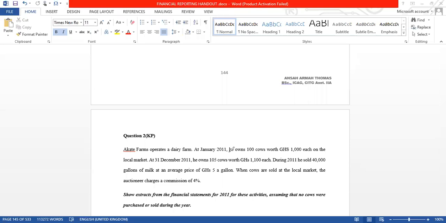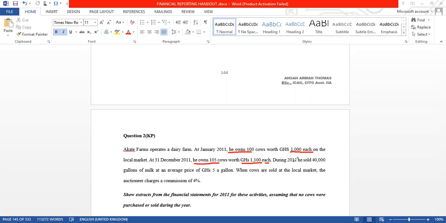They are 100 and they are worth 1,000 each. Okay, they are worth 1,000 each. All right, on the market. At 31st December 2011, he now owns 105 cows and they are worth 1,100 each.